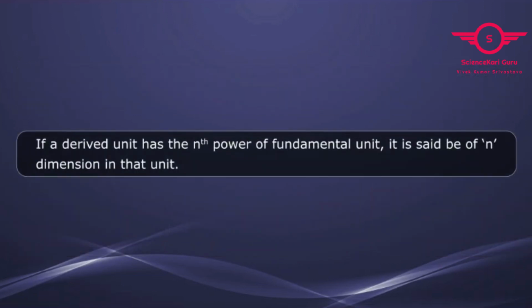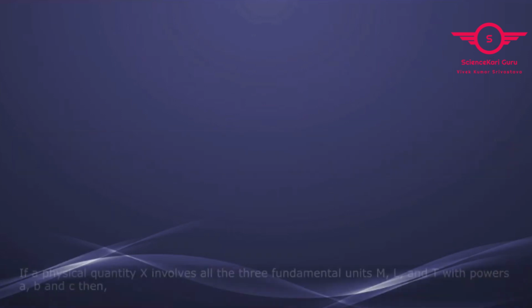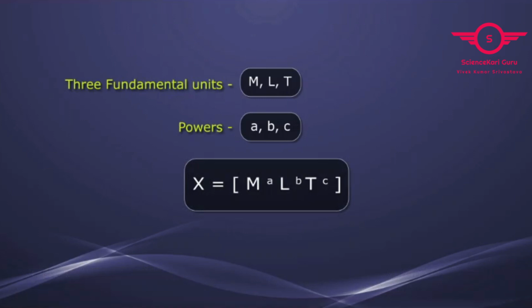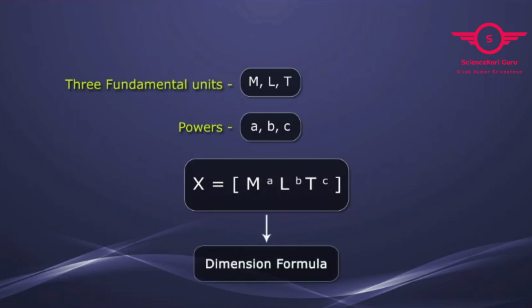If a derived unit has the nth power of a fundamental unit, it is said to be of n dimensions in that unit. If a physical quantity x involves all the three fundamental units M, L and T with powers a, b and c, then we may write physical quantity x is equal to M to the power a, L to the power b, T to the power c. This is called the dimension formula.